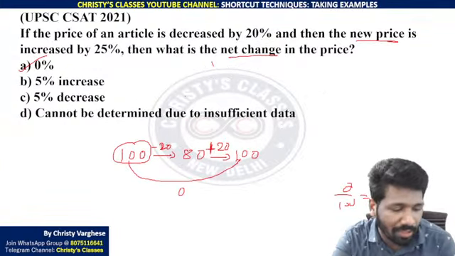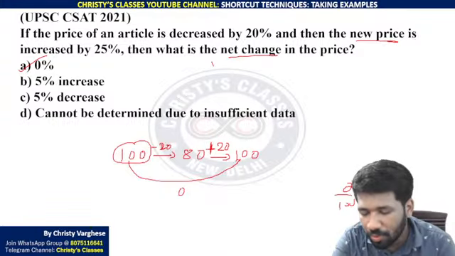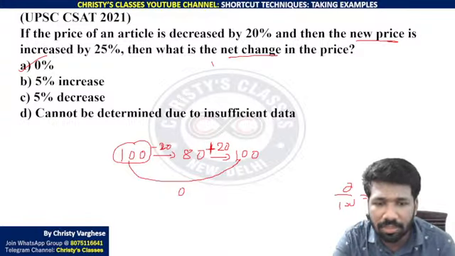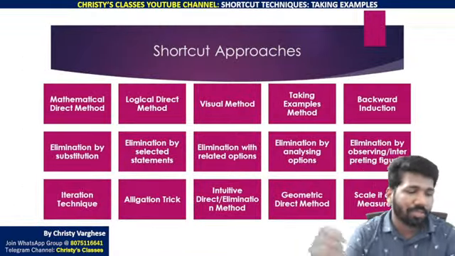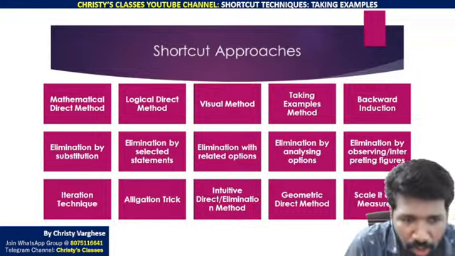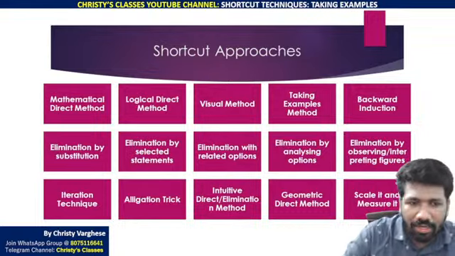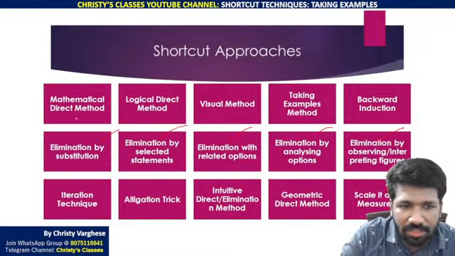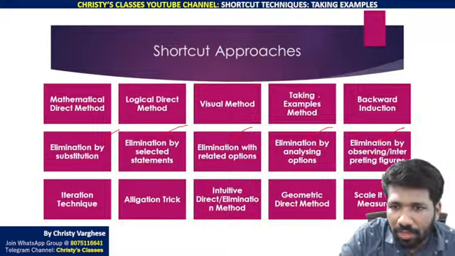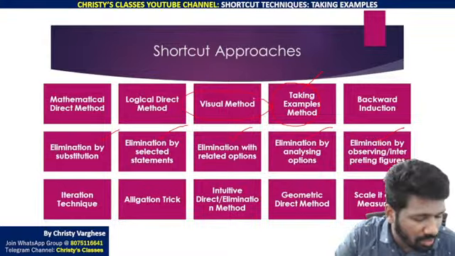That is the relevance of these methods, taking example, be it elimination, be it visual method, be it backward induction method. There are totally at least 15 methods of doing general aptitude questions of quantitative aptitude and logical reasoning. And I am focusing currently on these methods, elimination, substitution, these 5 methods we discussed last class, and now we are discussing another most important method, taking example. Tomorrow we'll be discussing visual method.